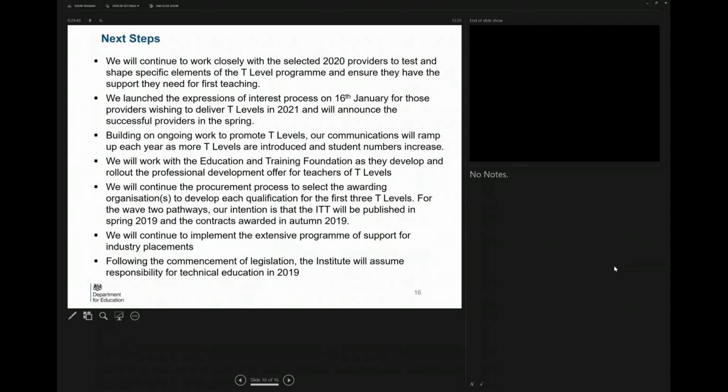Okay. I've had another question. Is there any plan to offer lower level technical qualifications for those young people that are not going to be able to work towards level 3 regardless of how much support is offered? Can I just clarify that that question relates to post-16 provision?